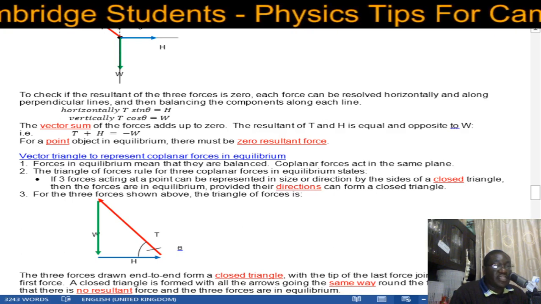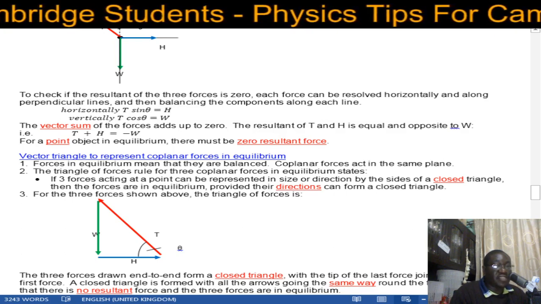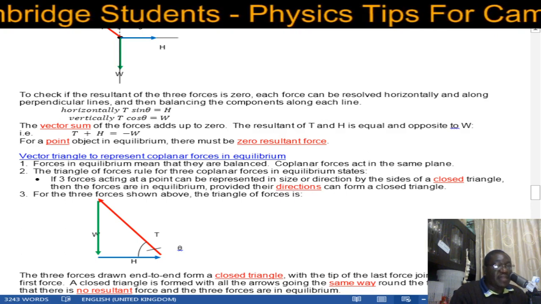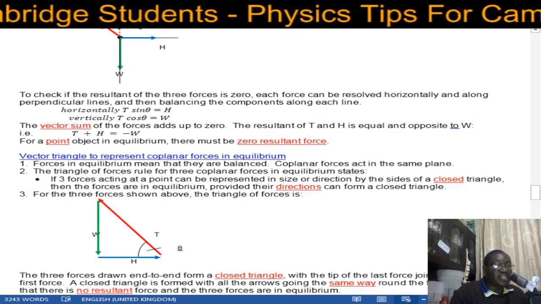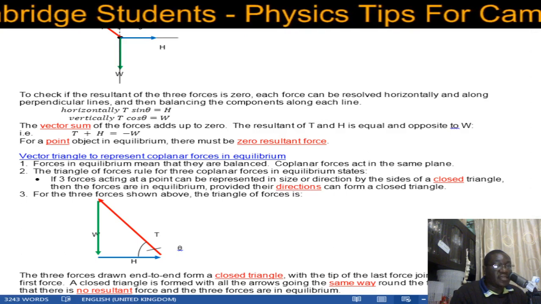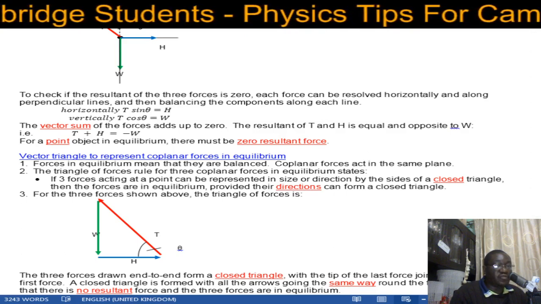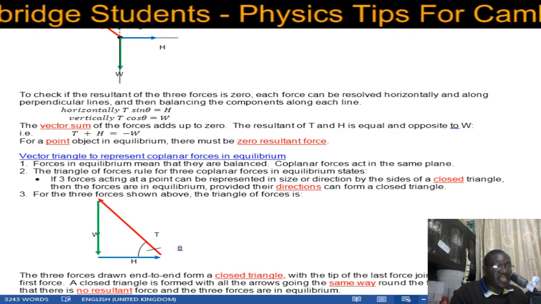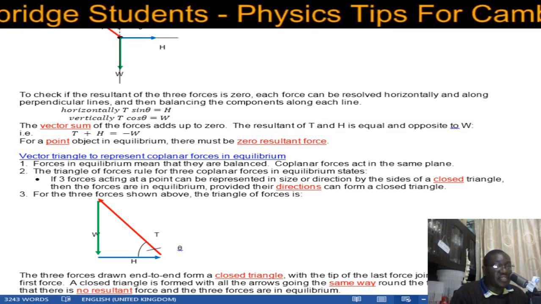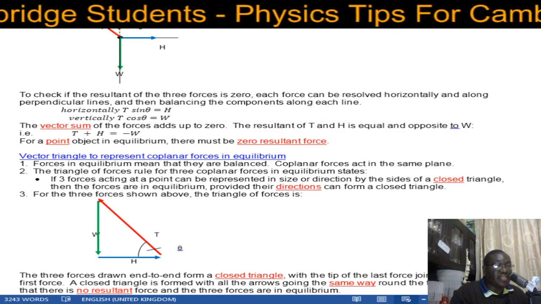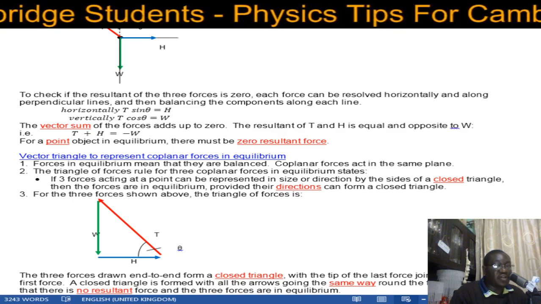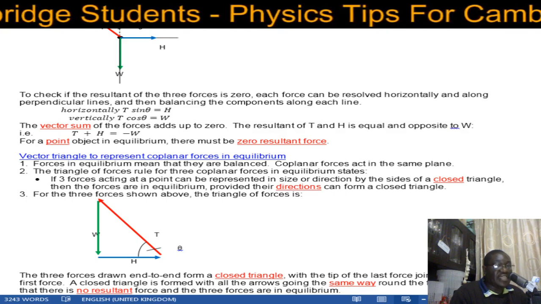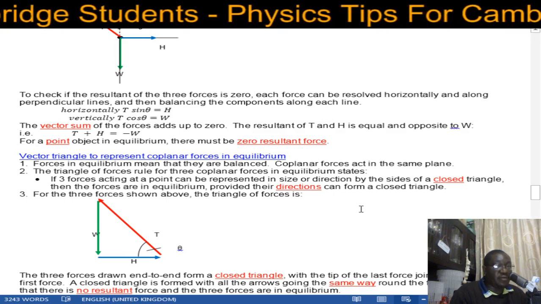Vector triangle to represent coplanar forces in equilibrium. Forces in equilibrium mean that they are balanced. Coplanar forces act in the same plane. The triangle rule for three coplanar forces in equilibrium states that if three forces acting at a point can be represented in size and direction by the sides of a closed triangle, then the forces are in equilibrium provided their directions can form a closed triangle.